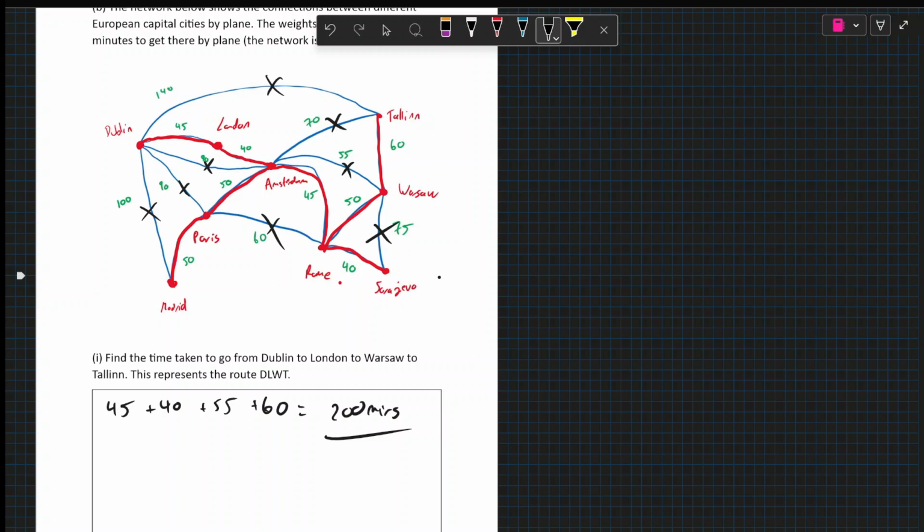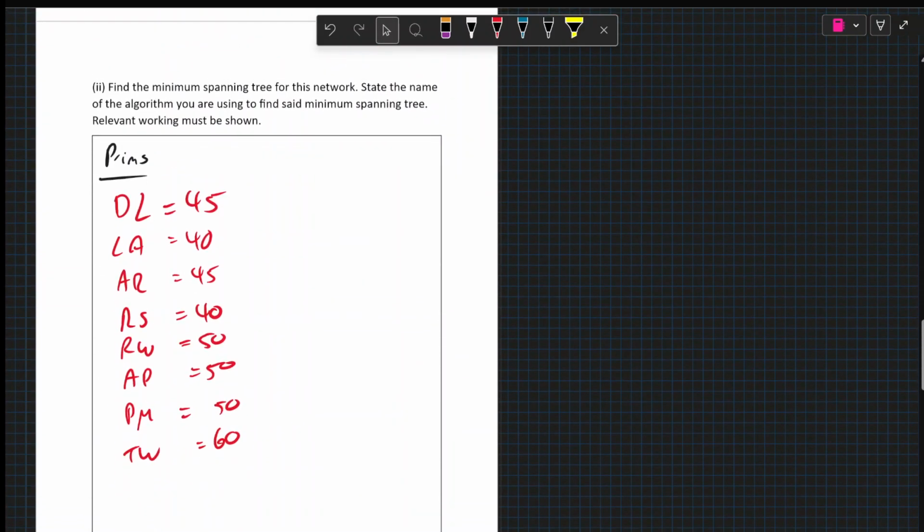I think we've considered every arc. Actually, let's count the cities. One, two, three, four, five, six, seven, eight, nine. So there should be eight arcs. One, two, three, four, five, six, seven, eight. Perfect. So if you have nine nodes, there should be eight arcs in your spanning tree.